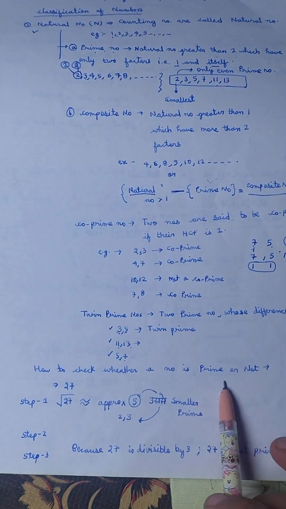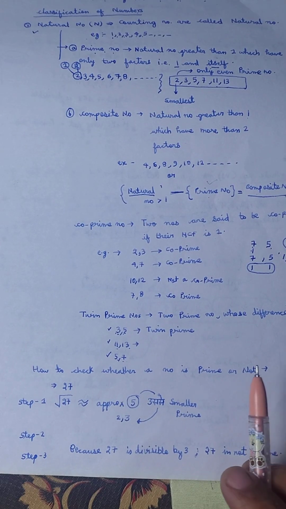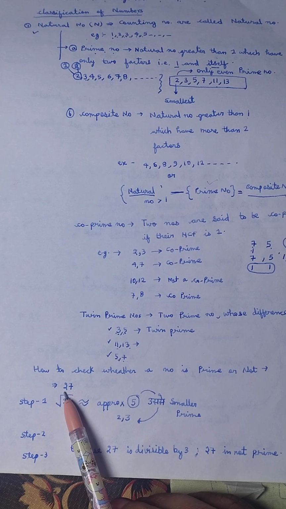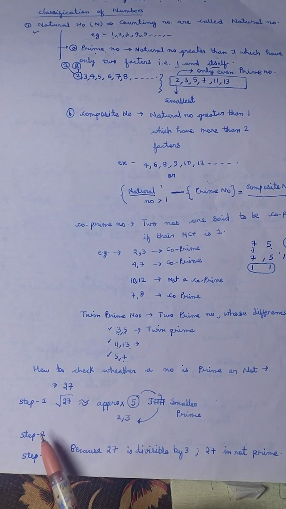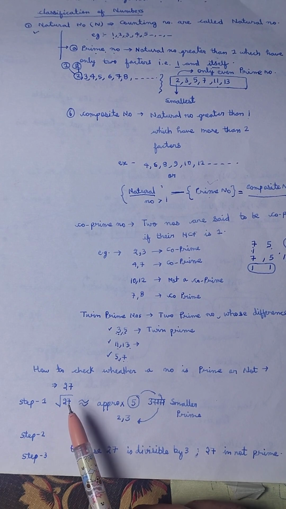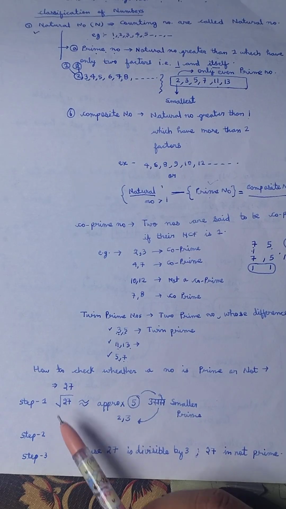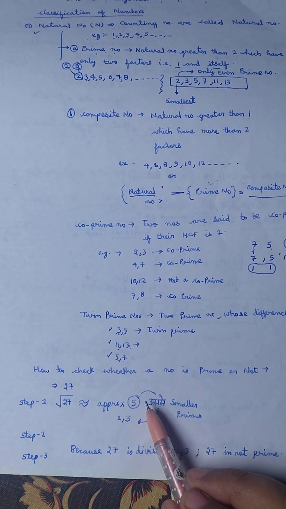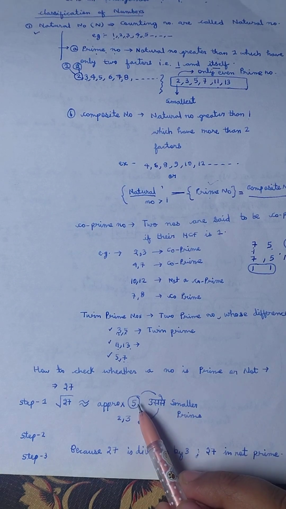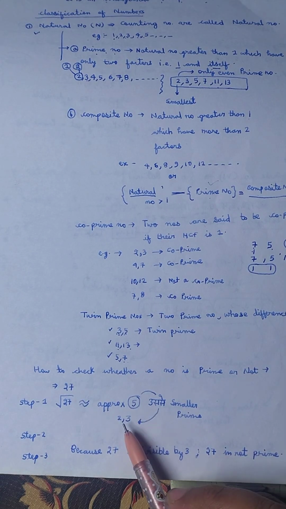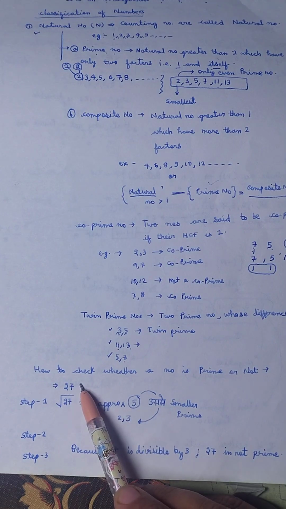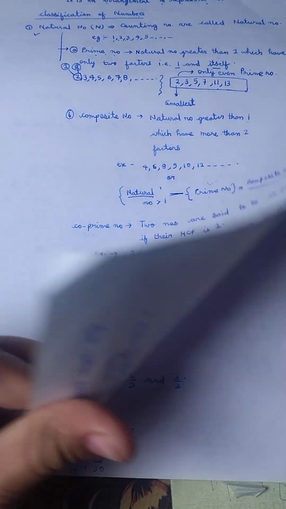How to check whether a number is prime or not? Oh yeah, this is also important. Let's say that you have a number 27 and you want to check whether it is a prime or not. So there are 3 steps for this. First, take the root of that number. The root of 27 is approx 5. Numbers smaller than this, like 2, 3, are easily able to divide 27. So 27 will not be a prime number.